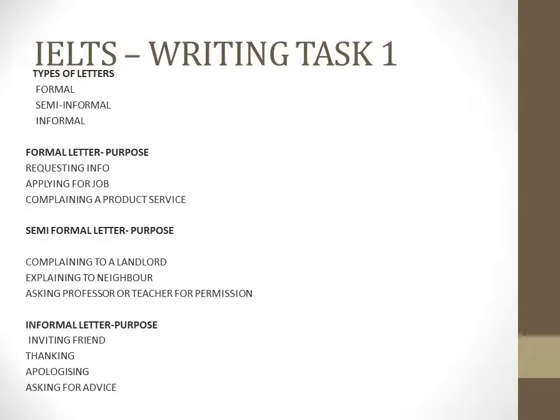So when you write a formal letter, what is the purpose behind that? Why do we write a formal letter? To whom do we write a formal letter? When we request some kind of information, for example, you are writing to the Information Commissioner to seek some information about public records, or when you are applying for a job, or when you complain about a product or service, you write a very formal letter to the high authorities.